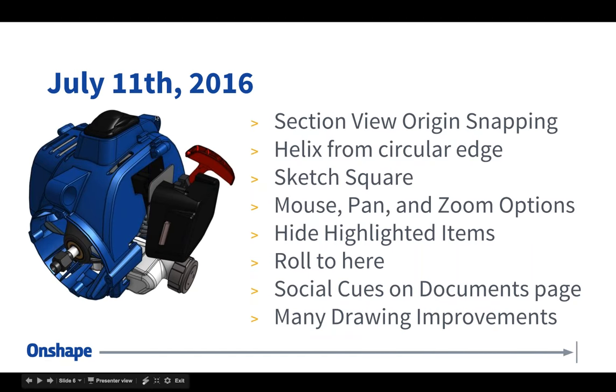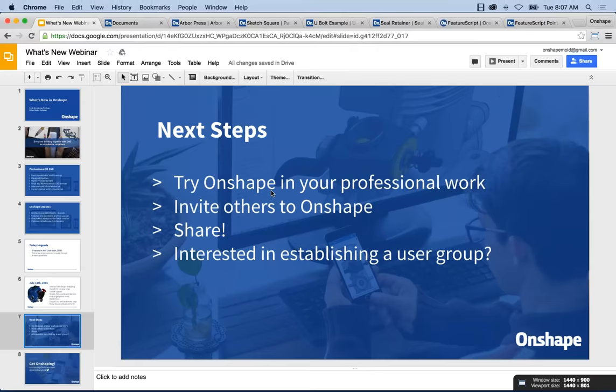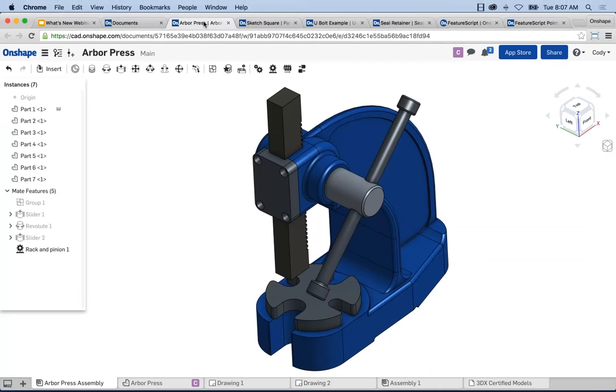The first that I want to discuss is section view origin snapping. And this allows you to very accurately, precisely select where you want your section view to be. In the past, you could drag an arrow, but it wasn't a very precise method of locating a section view. So I'm going to do a bit of jumping back and forth between the slides. Forgive me. Let's go ahead and jump out of this and get into a document. And I'd like to give you an example of this section view snapping.